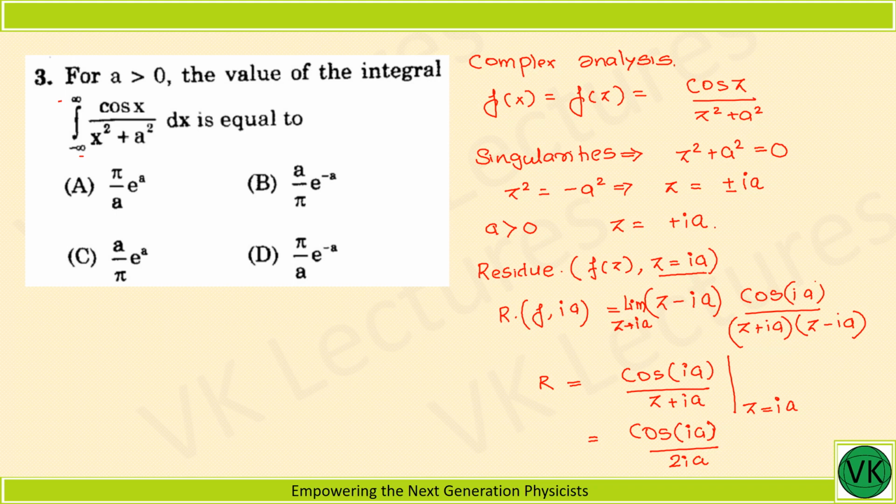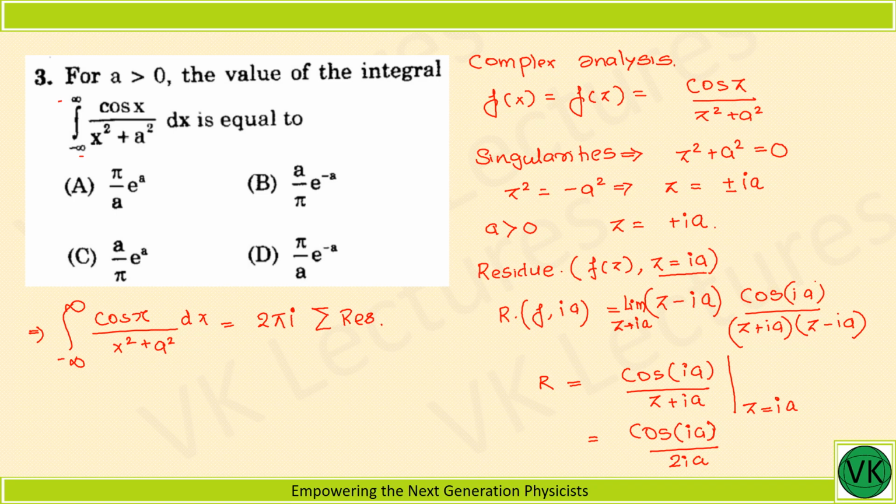Now we need the integral from minus infinity to plus infinity of cos x divided by x square plus a square dx, which is equal to 2 pi I, this is the formula, into the sum over residues.